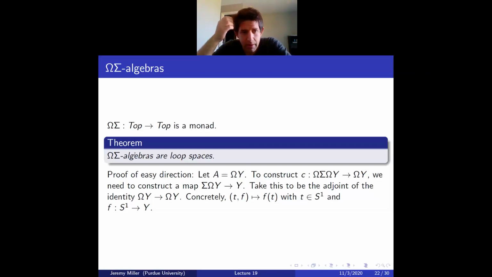The harder direction is that if you have an algebra, maybe it's obvious, maybe it's not. I know a proof of it, and the proof I know isn't super obvious. If someone sees a super obvious proof the other way, like adjoint to the identity functor, feel free to interrupt and we'll talk about it. If you are an algebra over this monad, why are you the loop space of something? I don't know if it's obvious. It's true.